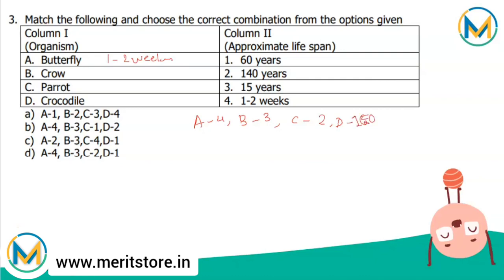Looking towards the option A4, we have it in option B and option D. Then B3, we have it in option B and option D. Then we have C2. It's there in only D option and then D1. So the correct answer for this question is option D.